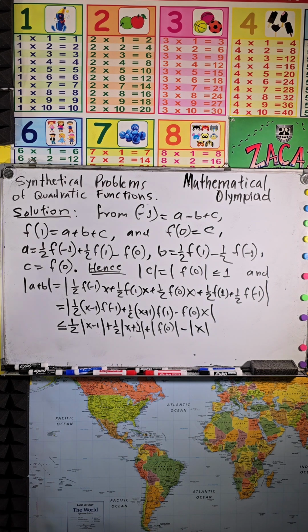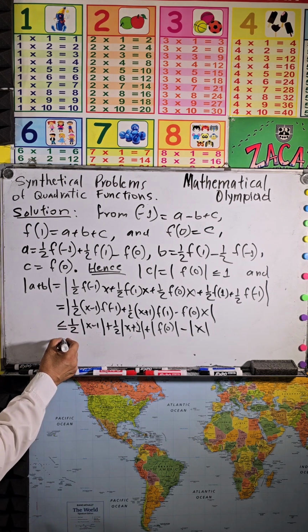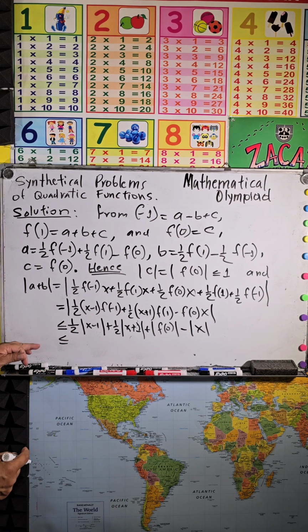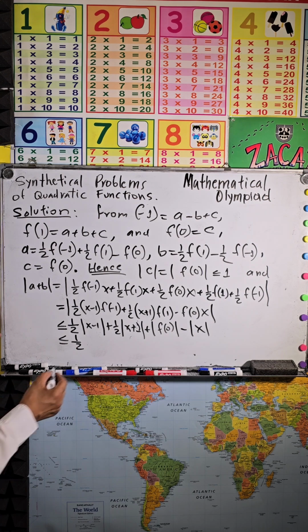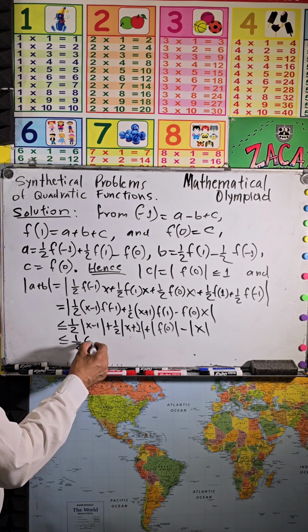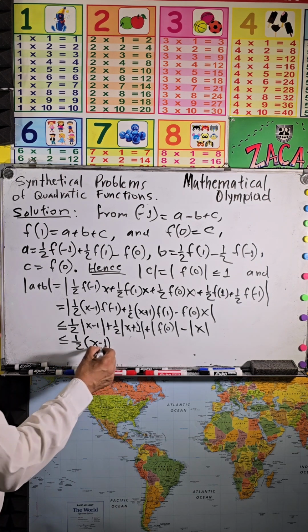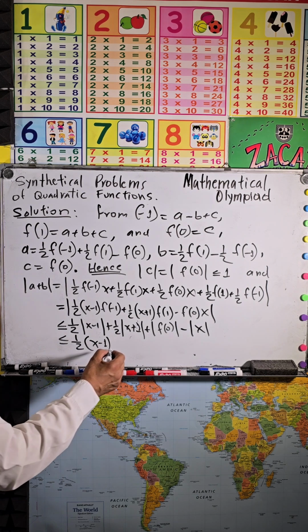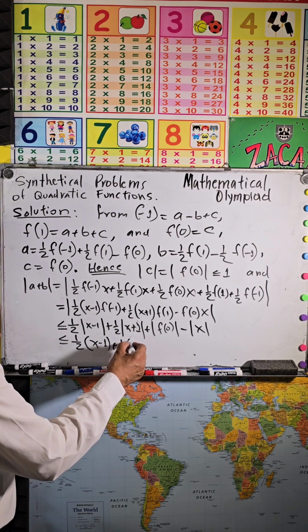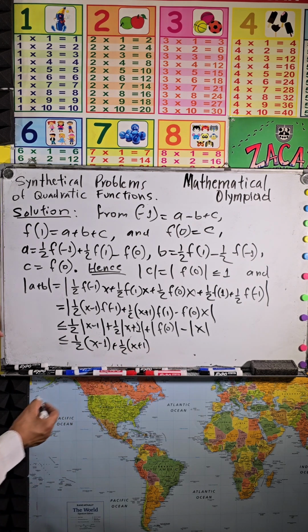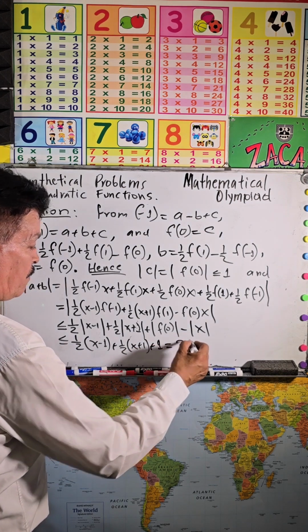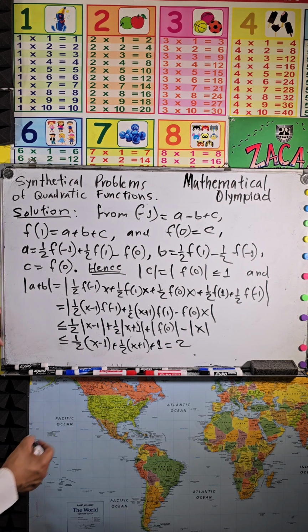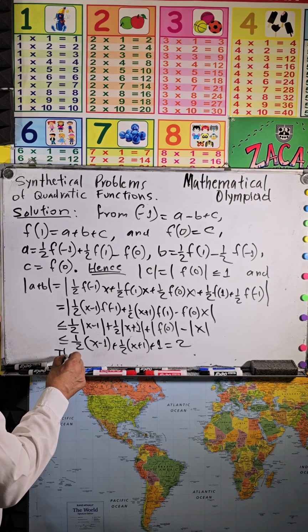So, again, we have to simplify here, so less or equals. So one more step here, right? 1/2, now it is not the absolute, so x minus 1, and this way parenthesis, plus 1/2 parenthesis x plus 1, okay, plus 1 equals 2. All right? So therefore, here is a conclusion.